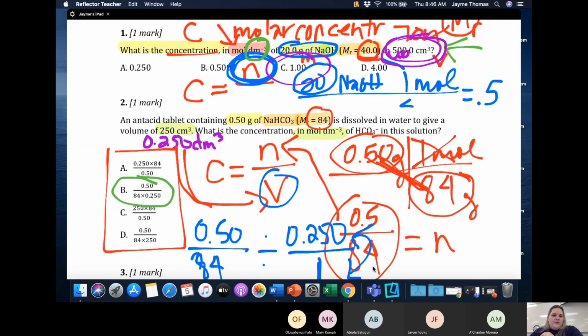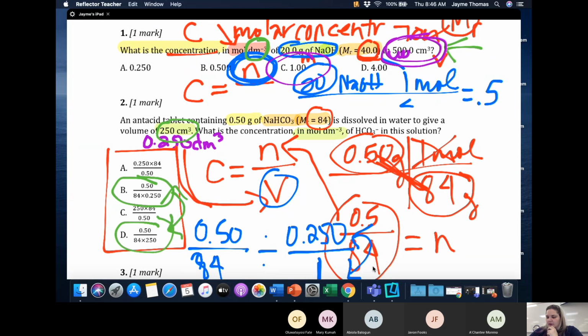The one thing I do want to point out is that if you didn't do the reciprocal, you might have picked A. And also if you did not convert the volume, if you didn't convert this 250 to 0.25, you might have picked D, because D looks exactly like B. It's just that the volume did not get converted first. So be careful of all those details when you're doing your practice questions and your work.